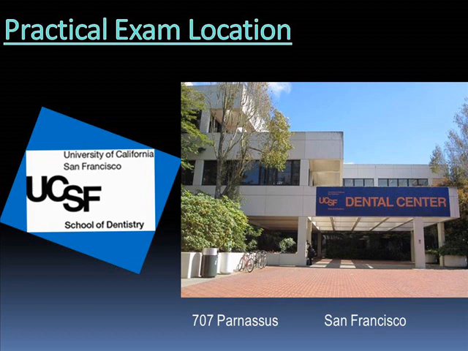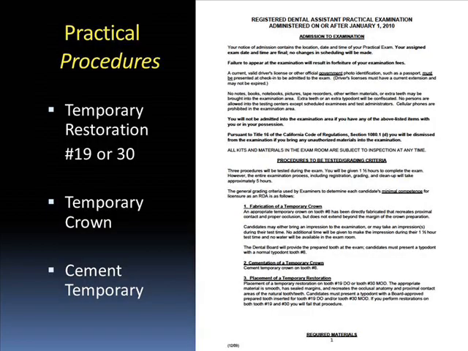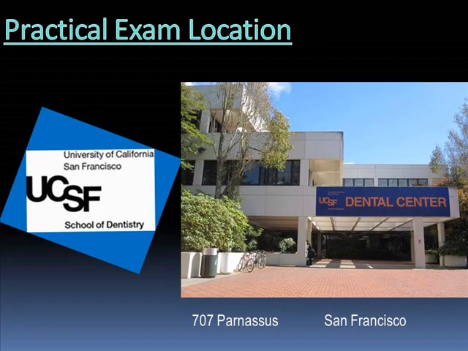So for the practical exam, which is the main thing we're going to focus on here, the practical procedures, there are 3. You're going to do the temporary filling or temporary restoration on tooth number 19 or 30, depending on which test you're taking. If you're taking the August exam or the February exam, you would be testing on tooth number 19. If you are taking the November or April exams, you would be testing on tooth number 30. You also do a temporary crown on tooth number 8 and cement that temporary crown.